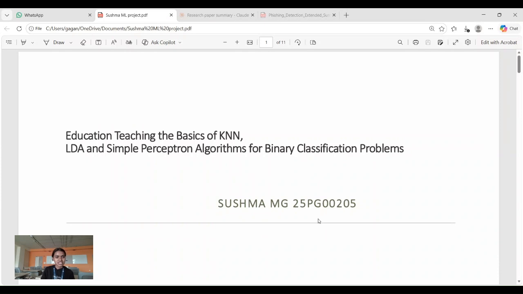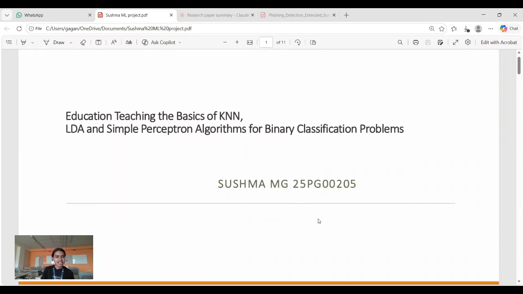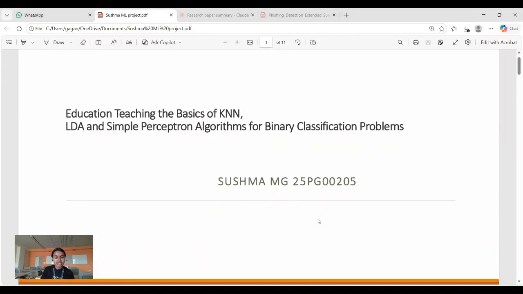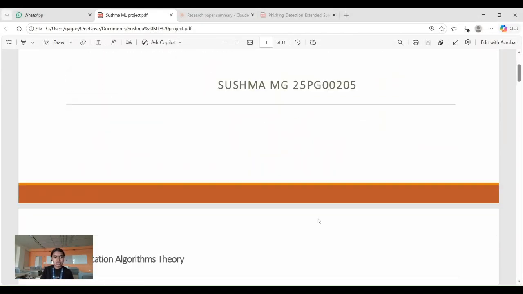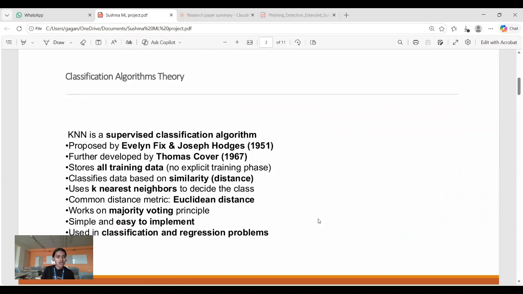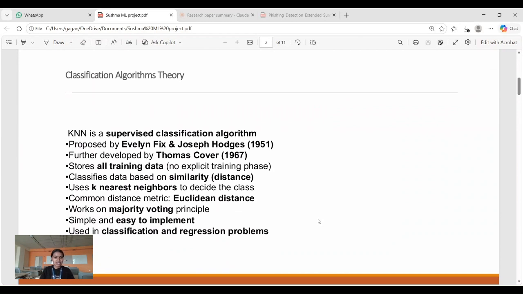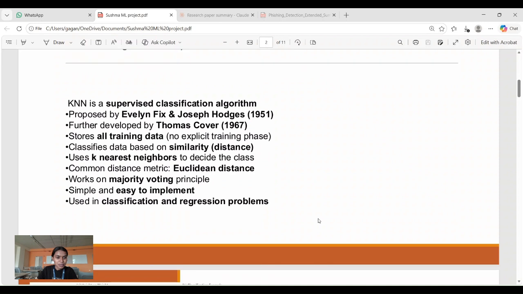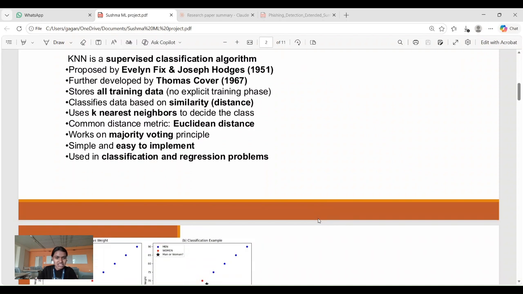My topic is education: teaching the basics of KNN and LDA and simple prediction algorithms for binary classification problems. KNN is a supervised classification algorithm that stores all training data, with no explicit training phase. It classifies data based on similarity of distance. The K nearest neighbors decide the class, using common distance metrics and the majority voting principle. It is simple and easy to implement, used for classification and prediction problems.